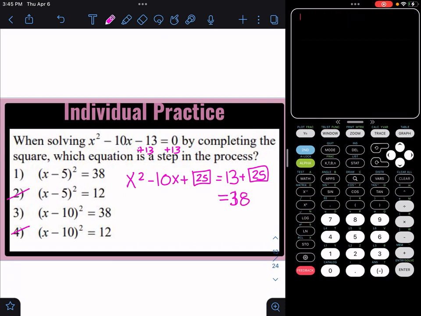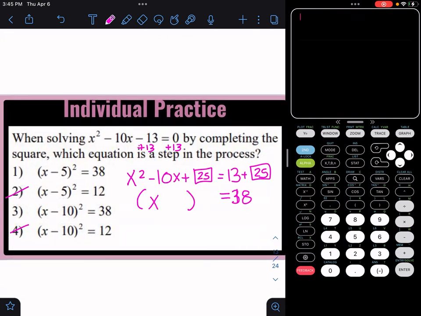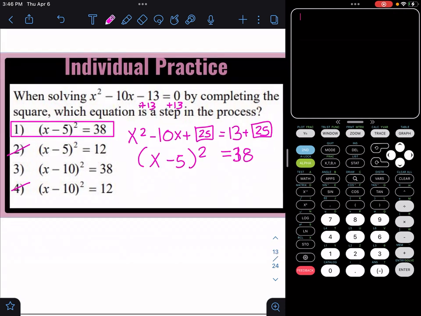And now what do we get? We get x squared, and the number inside the parentheses is b, which is -10 divided by 2, which is -5. So it would be choice 1.